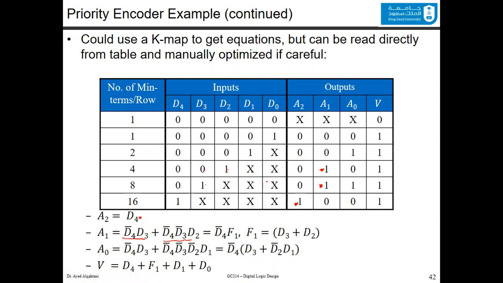For A0, you will have 2 ones. This one would be D3, D4 bar. This one will be D1, D2 bar, D3 bar, D4 bar. And this way we get the function without the Karnaugh map. Of course, you can apply some Boolean algebra to hopefully reduce the cost of the functions.